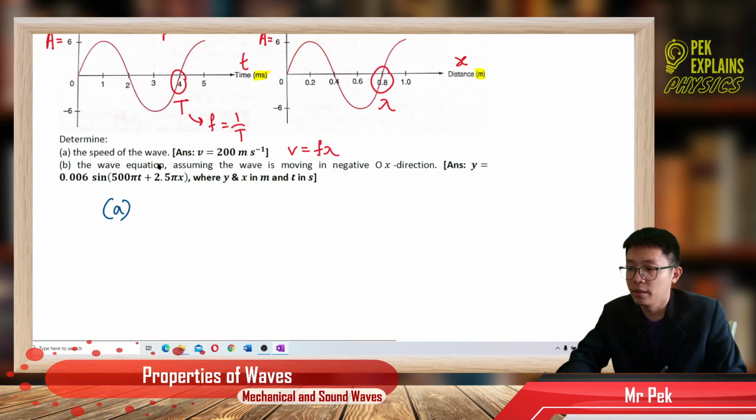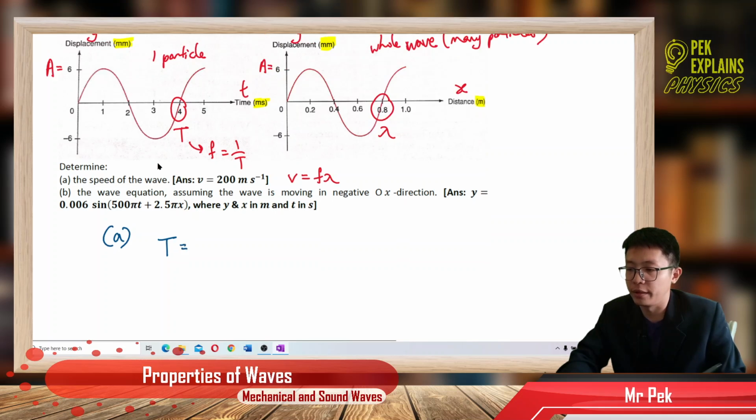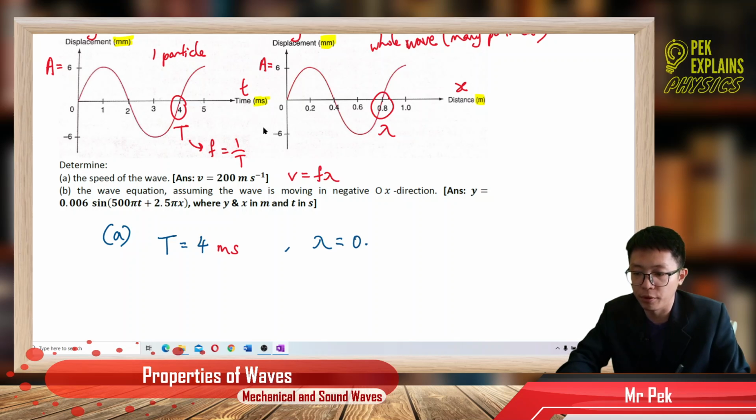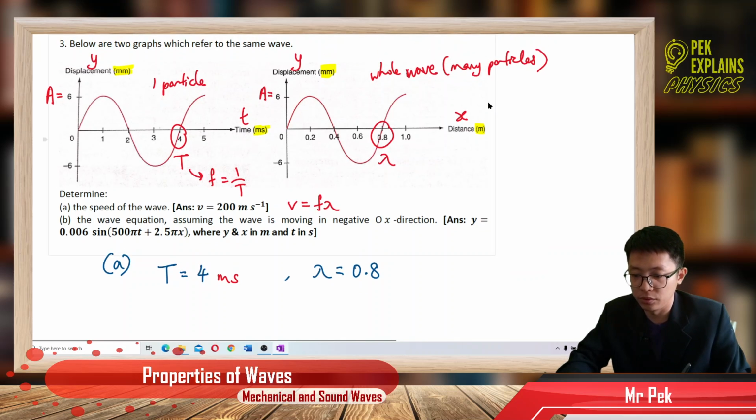So first of all, my period I get from the graph is 4 milliseconds. The unit is so important. I put it in red color. And then the wavelength I extract from the graph is 0.8. What's the unit? Meter. Good.